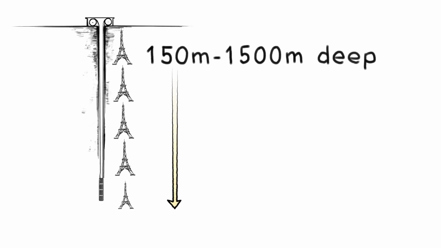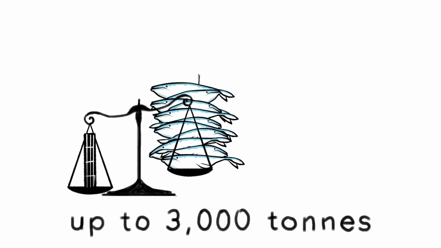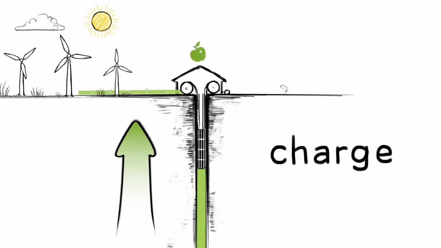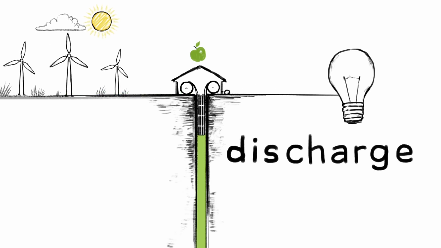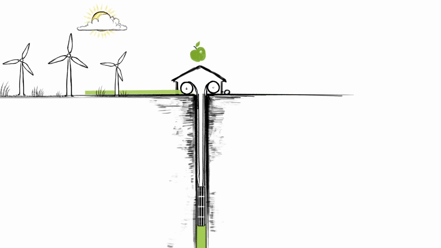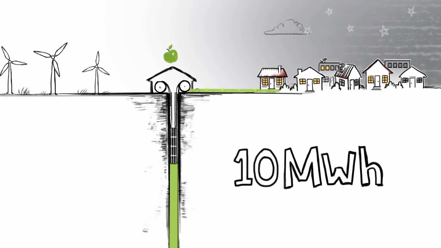The shaft can be up to 1500 metres deep, with a weight of anything from 500 up to 3000 tonnes. The heavier the weight, the more energy is stored. Raising the weight charges the system, whilst lowering the weight discharges the electricity back to the grid. After all, what goes up must come down. A typical system would power over 13,000 homes for 2 hours.